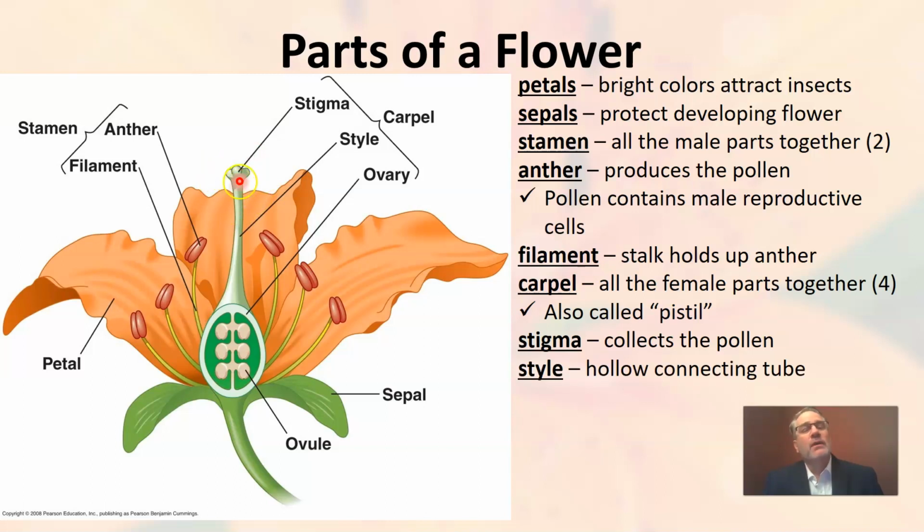Our style. The style is not a stalk, it is actually hollow down the center. So our style is this hollow passage, this hollow connecting tube that connects the stigma to inside the ovary. This chamber that is going to be around these ovules, we call that, of course, the ovary, and it's really just about protection.